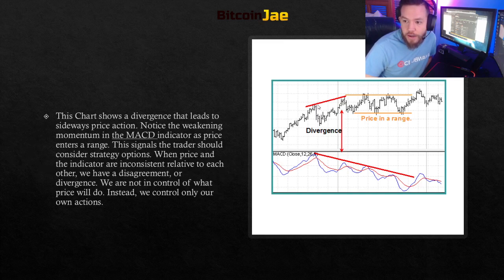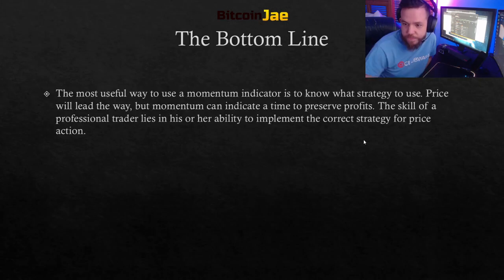So you see the divergence here, lower high, higher high. And then the indicator is a higher high, lower high, right? So that triggered a consolidation period right there. So that was the divergence.